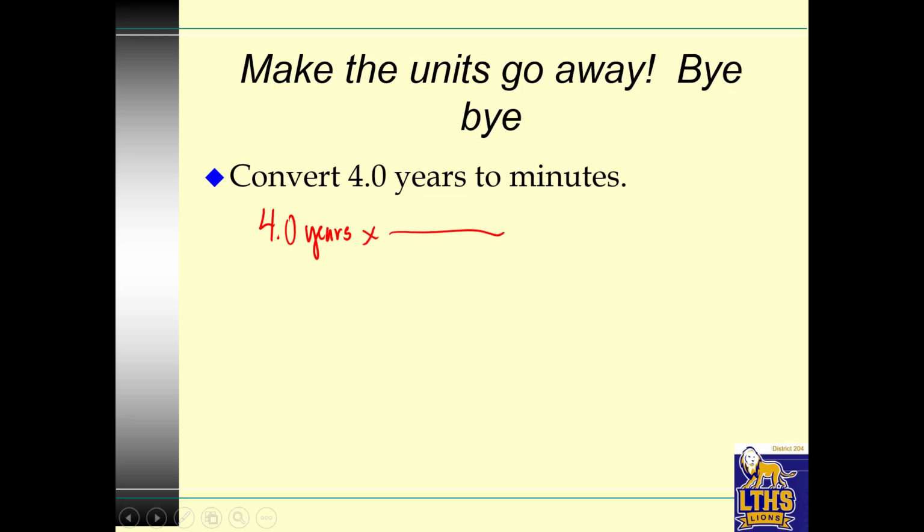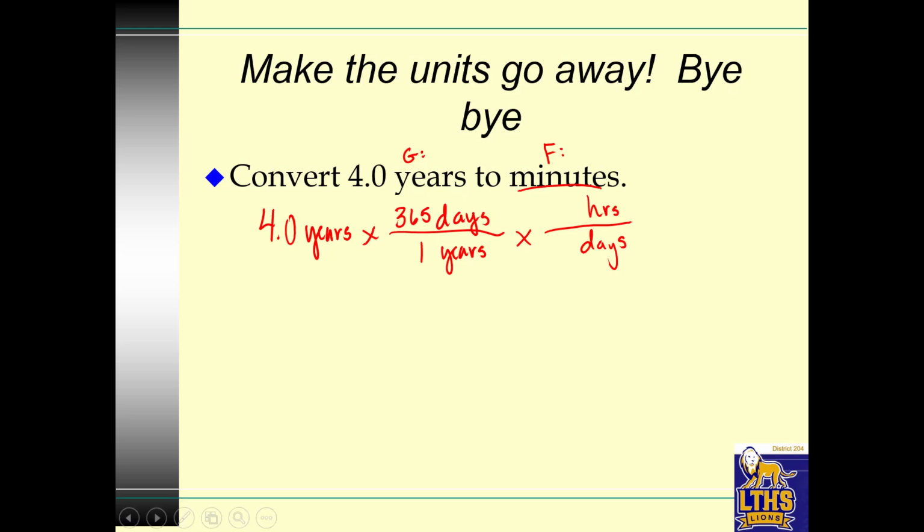I'll use a conversion factor. How many days are in a year? Let's see. I know that 1 year is 365 days. All right, but that doesn't give me what I want. I want minutes. So given, find. All right, so days, let's see. I want to get rid of days, and I want to change days into minutes, but I don't know for sure, so I'm going to go to hours.